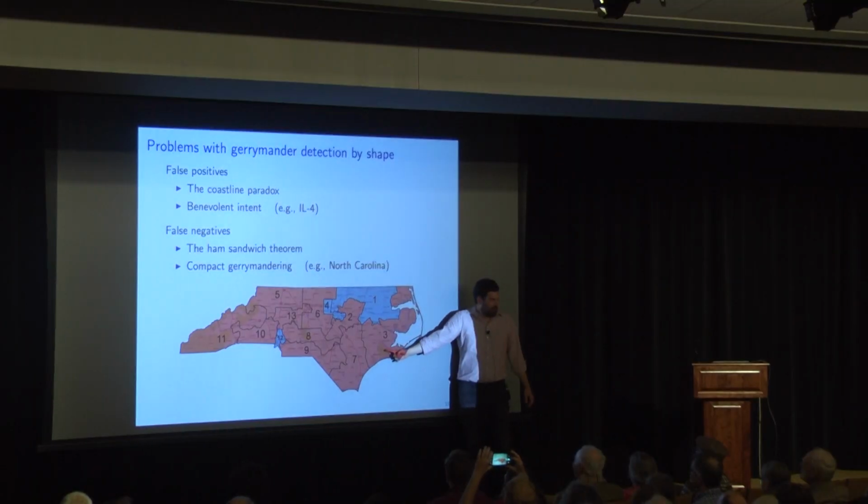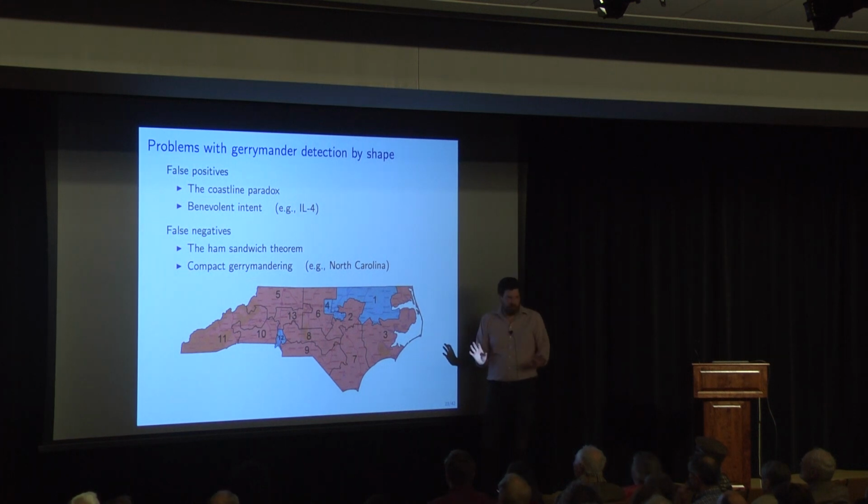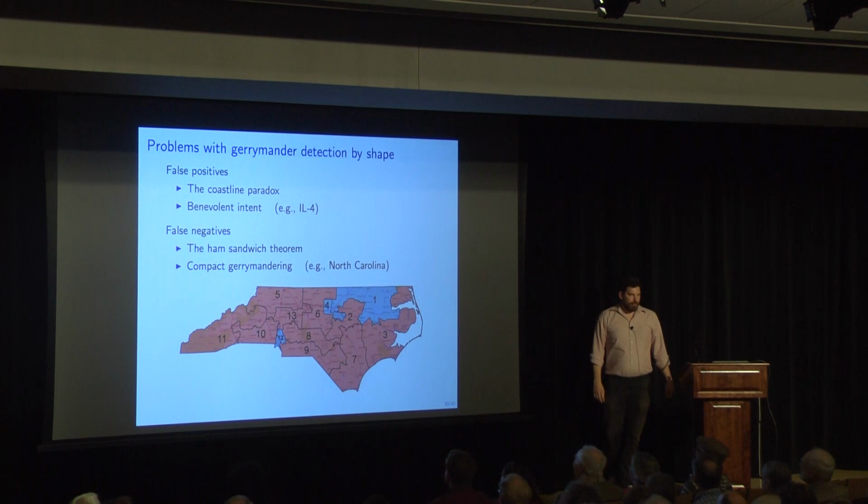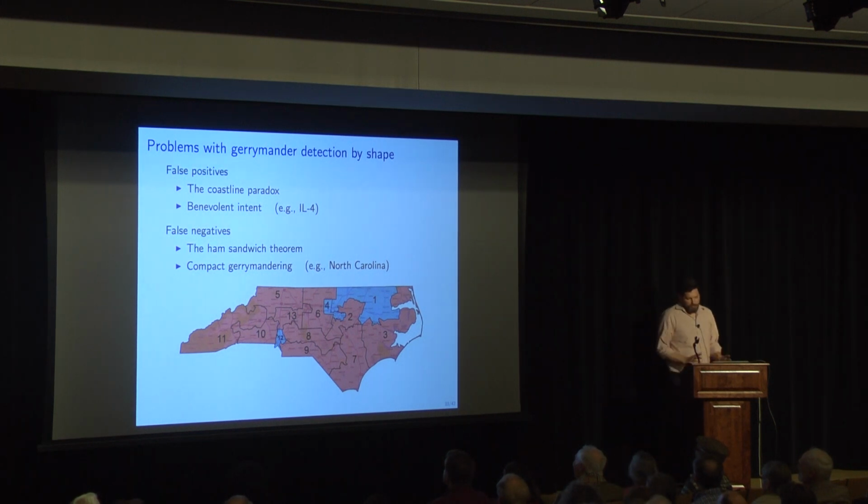And so the ham sandwich theorem produces some depressing results. And you don't even need the ham sandwich theorem. Like this is an example where all of the districts have a respectable Polsby-Popper score. And so shape detection for a gerrymander would not flag this as a gerrymander. And yet it's packing and cracking like crazy, okay? So maybe shape is the wrong thing to zero in on, okay?